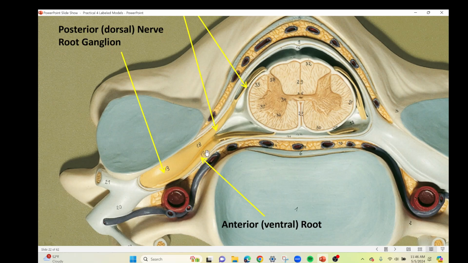Now, the cell body of these motor neurons live here in the anterior horn, but the cell body of the sensory neurons don't live in the spinal cord. The cell body of the sensory neurons live in this swelling right here, which is known as a ganglia. This happens to be called the posterior nerve root ganglia. And again, it's going to contain the cell bodies of the sensory neurons. A ganglia, think of it as a cluster of cell bodies in the peripheral nervous system.